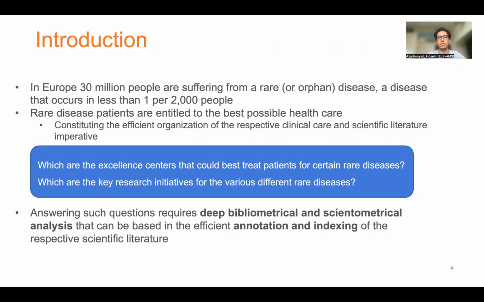But to find the best possible care, you need to know what the excellence centers are around different kinds of diseases and what the key research initiatives are for the various different rare diseases and who is doing this kind of activity. One way to answer such questions is to perform a deep bibliometrical or scientometrical analysis to understand what the most active research centers around different rare diseases are by looking into the publications they have published over the years. And that's exactly why we are interested in this project.